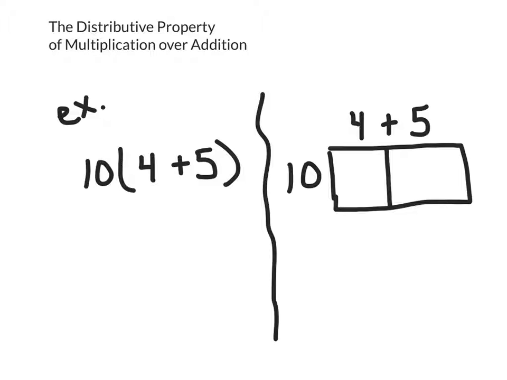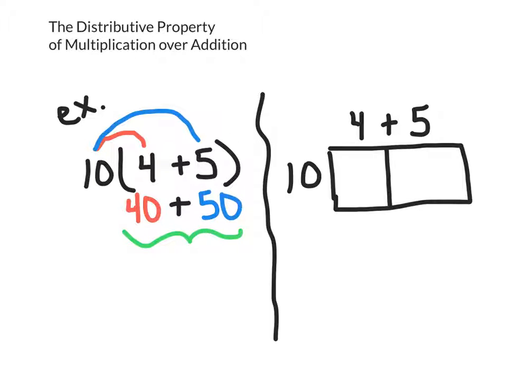But instead of us actually putting those numbers together first, I want to use this as an example of how we could use the distributive property. So I'm going to multiply that 10 to the 4. So 10 times 4 is going to give me a 40. I'm going to put that 40 right below the 4. The next thing I'm going to do is copy down the plus sign that's in between there. The second thing I want to do is distribute the 10 to the 5. And when I do that, 10 times 5 is going to give me 50. Now you will notice that if I add these two numbers up, at the end I'm going to get an answer of 90.